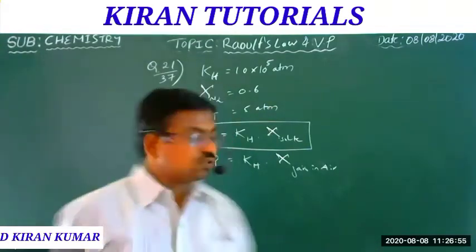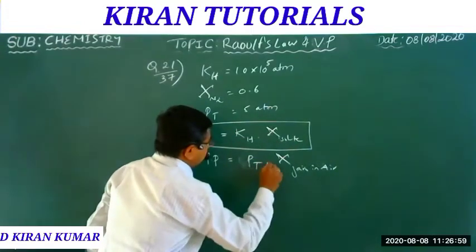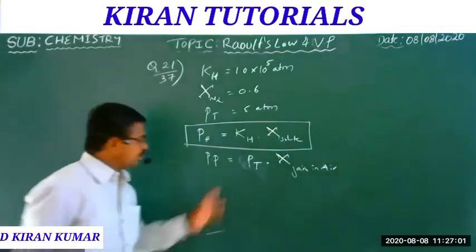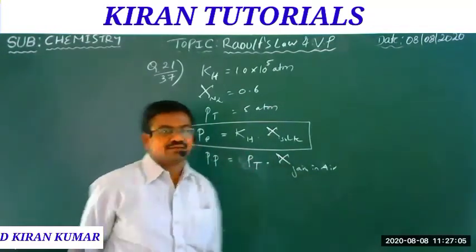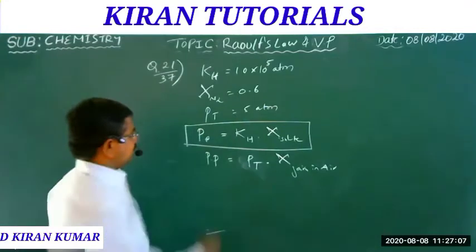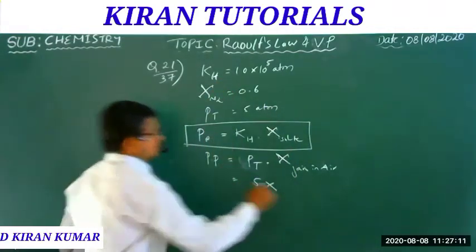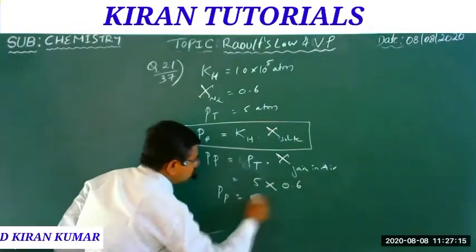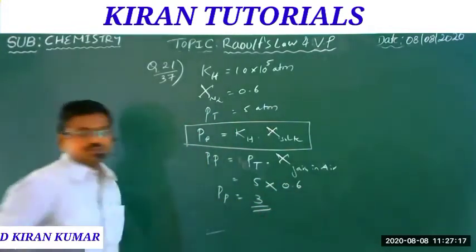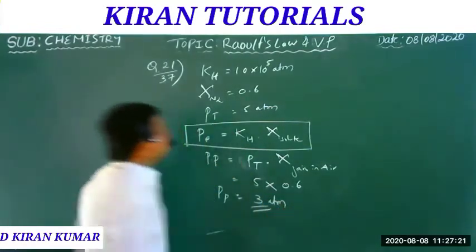What about total pressure here? Sorry, partial pressure is equal to total pressure into mole fraction of gas in air. So what about total pressure here? 5 into mole fraction 0.6. So partial pressure is equal to 3. Here 3 atmospheric pressure. Here total pressure is given.